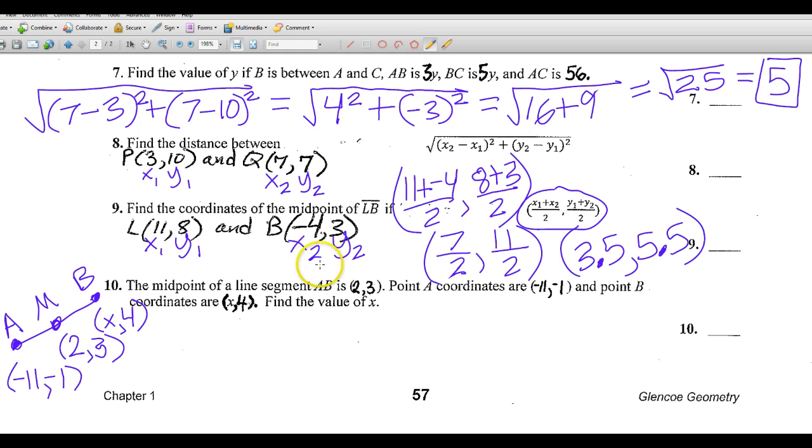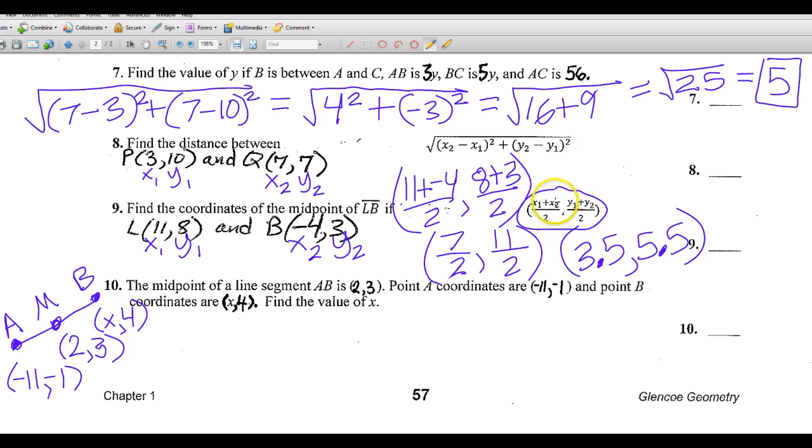So the midpoint of a line segment AB is 2, 3. Point A coordinates are -11, -1. Point B coordinates are x, 4. Find the value of x. So here's my segment. Here are my coordinates for A, my coordinates for B, and my coordinates for the midpoint. So I need to set up an equation with the x in it and then solve for x.